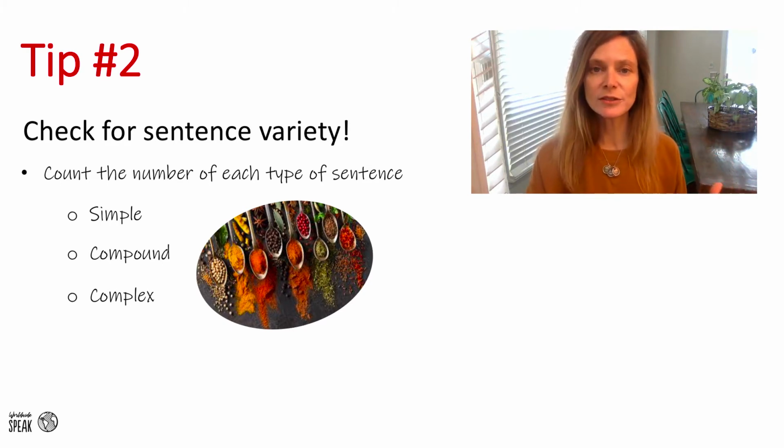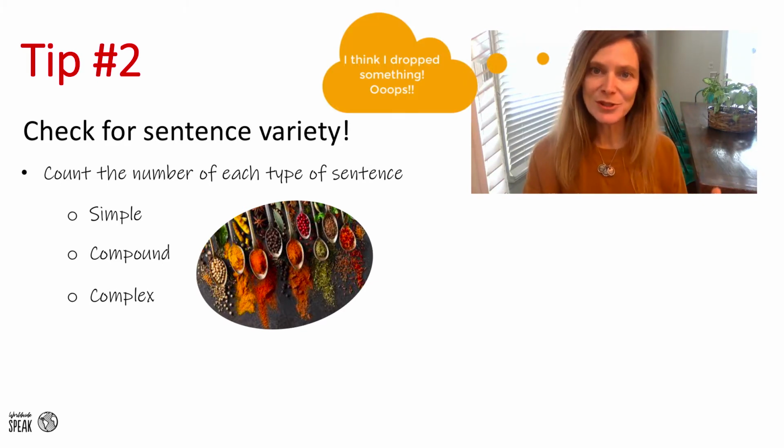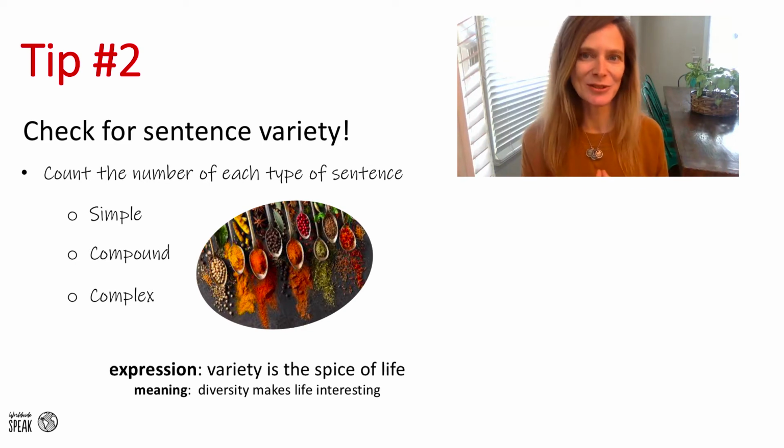And the reason this is so important is because, like the image you see here, all of the different spices, variety is the spice of life, meaning that diversity or different things make life really interesting. So if you have different types of sentences in your writing, it automatically becomes much more interesting.